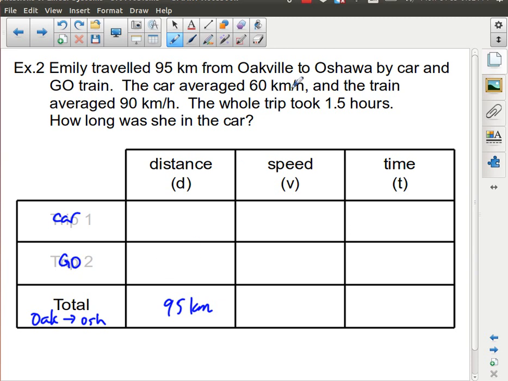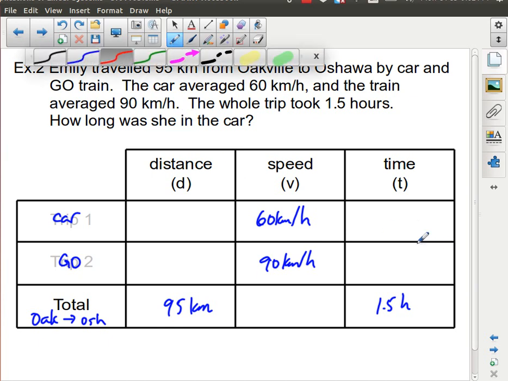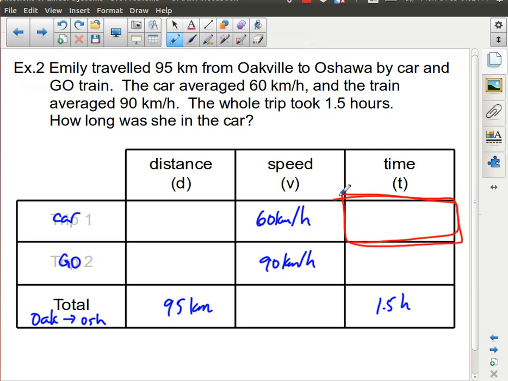The car averaged 60 kilometers per hour. So we take our first check here of units, kilometers and kilometers, that's good. The train averaged 90 kilometers per hour. And once again, units are consistent, so we don't have to do any conversions off to the side. The whole trip took 1.5 hours. How long was she in the car? So this question is primarily concerned with the time in the car. That's the piece of information that we want the most.